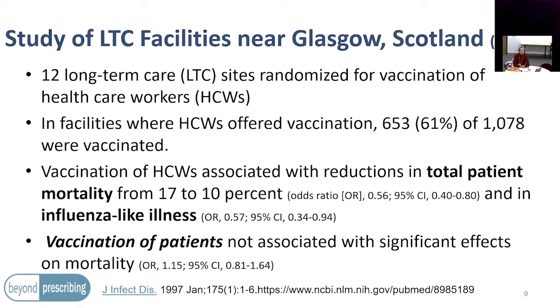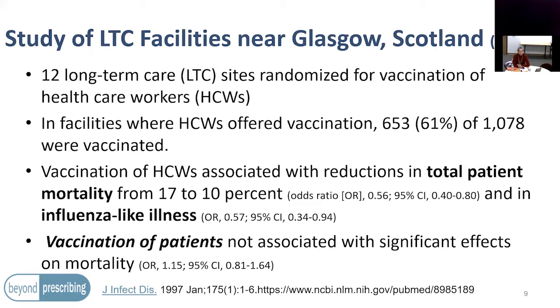So what happened when they immunized the healthcare workers in the long-term care facilities? Total patient mortality rates dropped from 17 to 10 percentage points, which was actually close to a 50% drop in total patient mortality over the course of the winter. They also had a 50% drop in influenza-like illness just from immunizing the staff. Immunization of the patients themselves was not associated with significant effects on mortality.